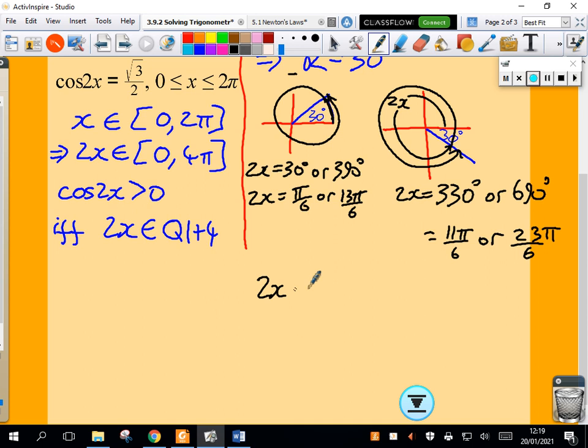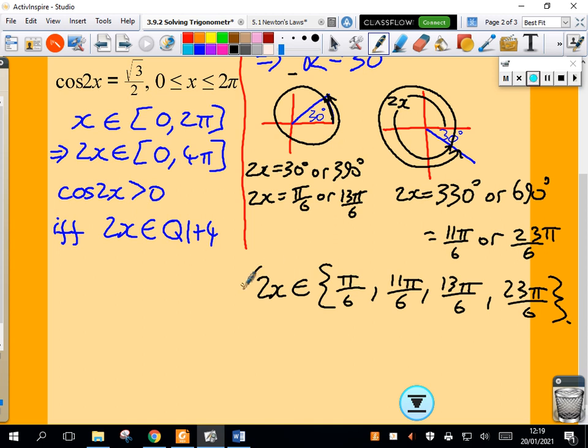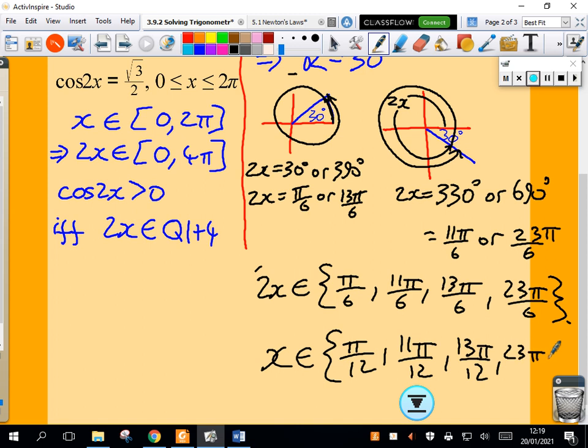Okay, so we have our solutions for 2x. There are 4 of them. I'm going to write them in a set in ascending order. Pi over 6, 11 pi over 6, 13 pi over 6, and 23 pi over 6. But again, we've solved there for 2x. Anytime I'm trying to solve an equation, I'm trying to solve for x. So x, dividing everything by 2, which is the same as multiplying by a half. Top by 1, bottom by 2, pi over 12, 11 pi over 12, 13 pi over 12, 23 pi over 12. And there's my answers.